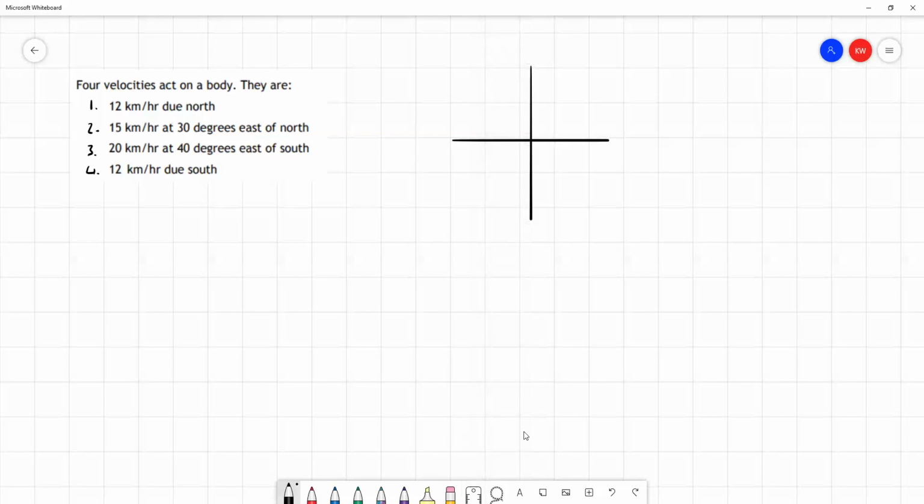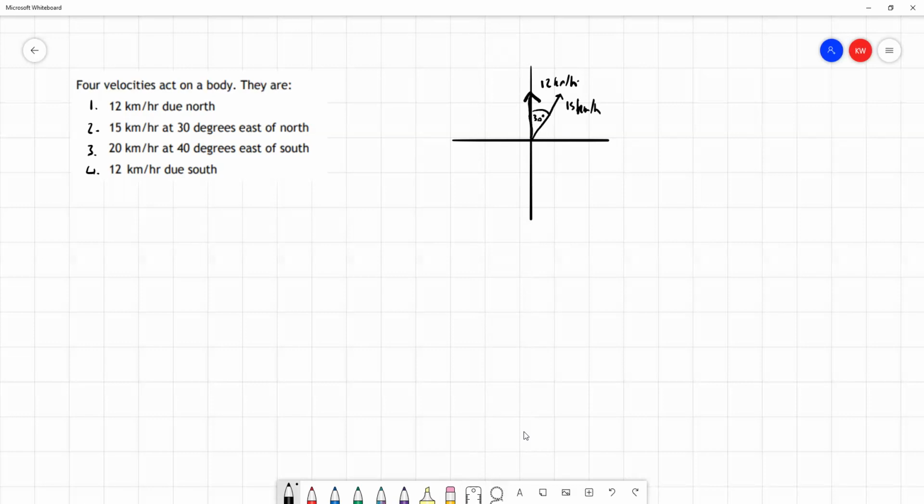So first of all, we have a 12 km/h vector acting due north, and that means that it's along the north axis. So try and draw it slightly better than that. Along the north axis. So it's really in line with that, and I'll draw a little arrowhead there, and that's 12 km/h. We've got a second vector, 15 kilometers per hour at 30 degrees east of north. That means starting at north, we rotate 30 degrees clockwise to get our second vector, which is going to be here. This is going to be 15 kilometers per hour. We can indicate that this angle in here is 30 degrees.